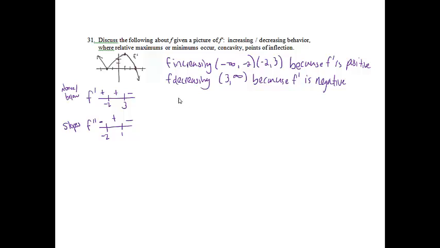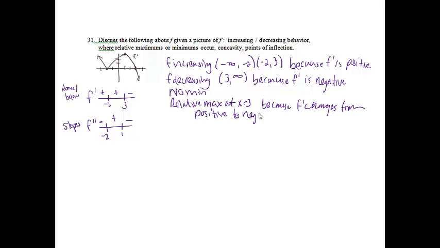Okay, maxes and minimums. There is no minimum, so no min, but there's a relative or local, they might call it, max at x equals 3, and that would be because f prime changes from positive to negative. Okay, and that's all about increasing, decreasing, and so on.